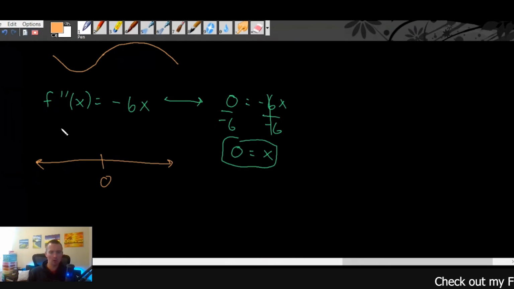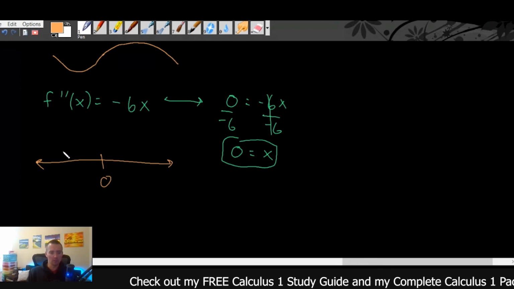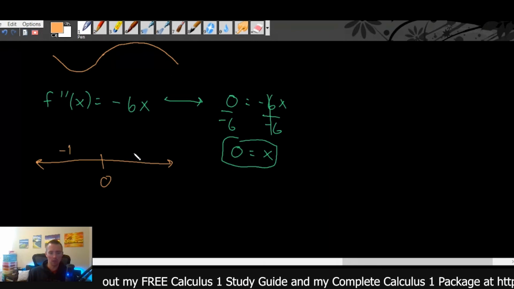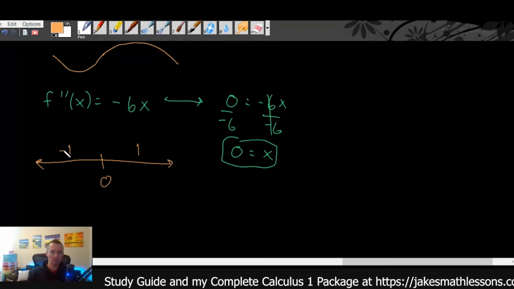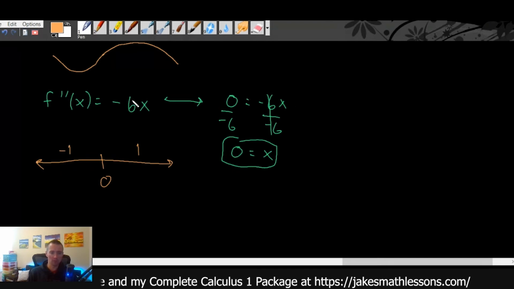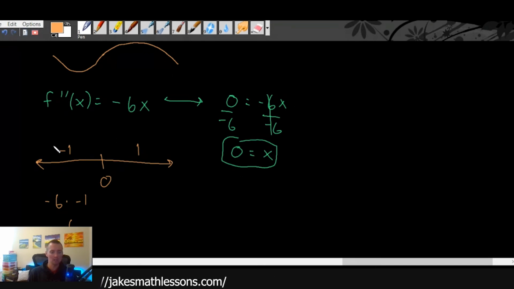So now to figure out if our function is concave up or concave down on each of these intervals, from 0 to -infinity and then 0 to +infinity, what we would do is just take some number within each interval. So let's just say -1 and +1 and plug that into our second derivative. If we plug -1 into our second derivative here, we're going to get -6 times -1, which is +6. So a positive number in the second derivative tells us that our function is concave up here.